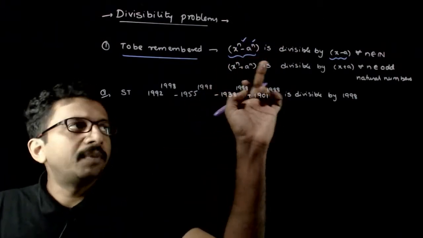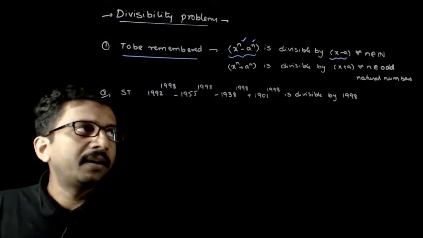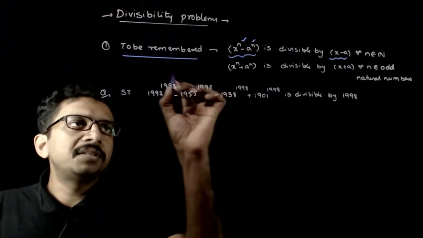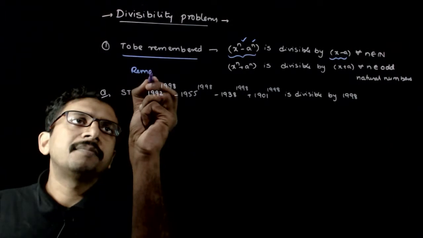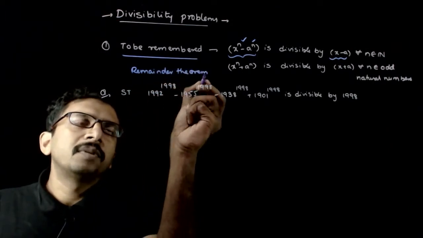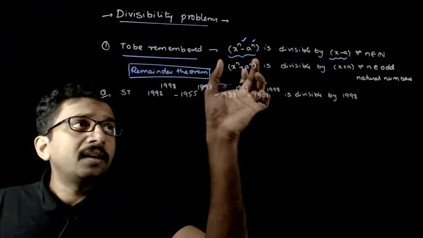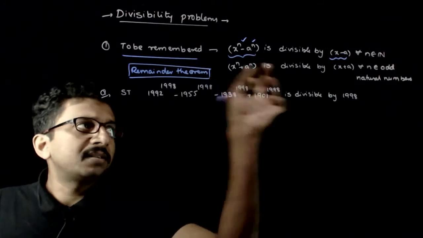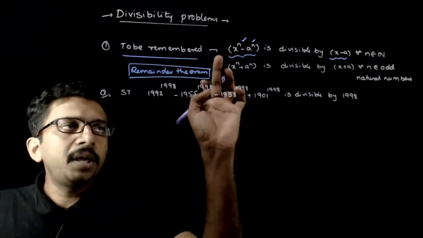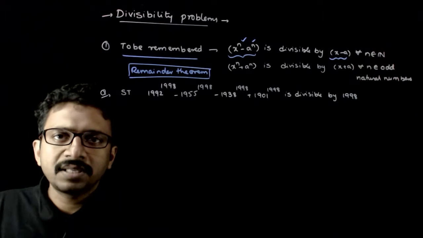X power n minus a power n is always divisible by x minus a, and x power n plus a power n will always be divisible by x plus a. So you can derive this using the remainder theorem. You would have remembered what the remainder theorem is. If this is a polynomial in x, if you put x is equal to a, you get a power n minus a power n. So p of a is always equal to 0 for whatever value of n. So x minus a is always a factor.